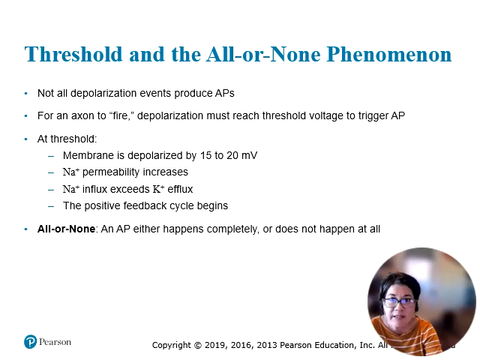Okay, so once again, once it reaches the threshold of -55, it's going to go further. It's going to go to +30. Action potentials are all or nothing. So if it does not get to that -55 millivolt threshold, then it's not going to do the action potential, and it'll just end.